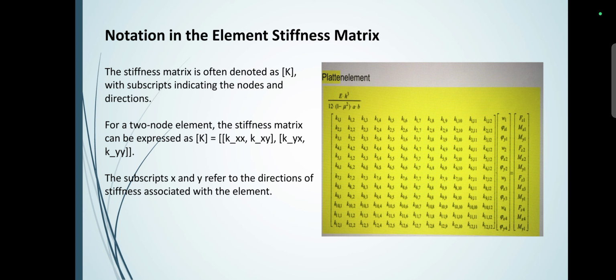Notations in the element stiffness matrix. The stiffness matrix is often denoted as K with subscripts indicating the nodes and directions. For a two-node element, the stiffness matrix can be expressed as K equals Kxx, Kxy, Kyx, and Kyy. The subscripts x and y refer to the direction of stiffness associated with the element.